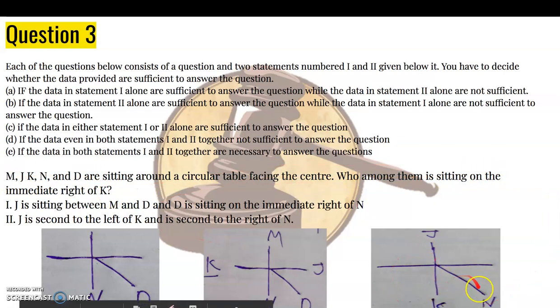Here also we know N is sitting to the immediate right of K. We don't need to calculate who sits here. We just need to know who sits to the immediate right of K. So again our answer becomes option number C, that both alone are sufficient to answer the question.